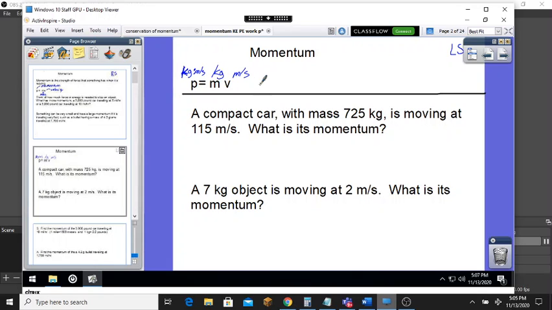So picture momentum like if you're trying to stop something that's moving, how much effort or force do you need to put in to be able to stop that? That's a way you want to describe or see momentum. Momentum is how fast something is going and how heavy it is.